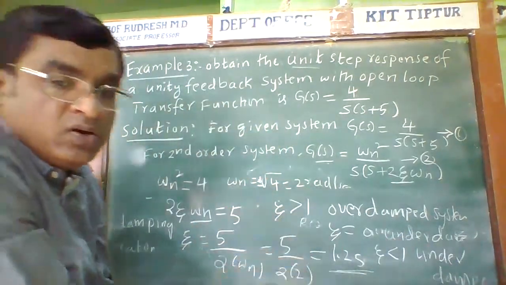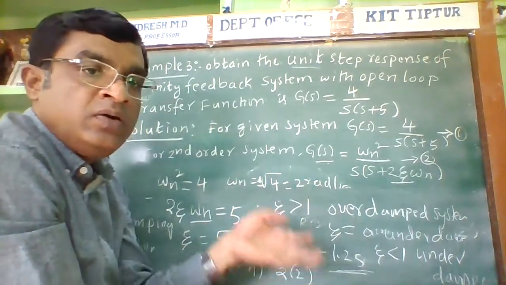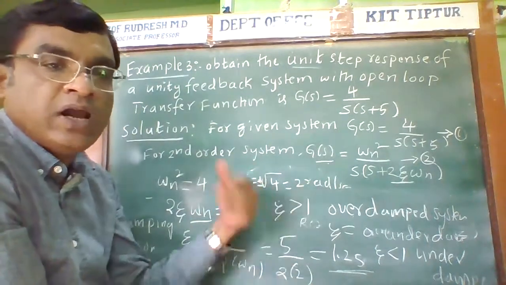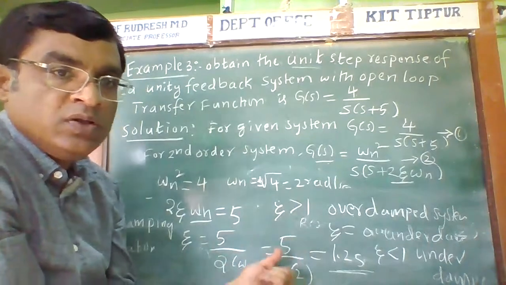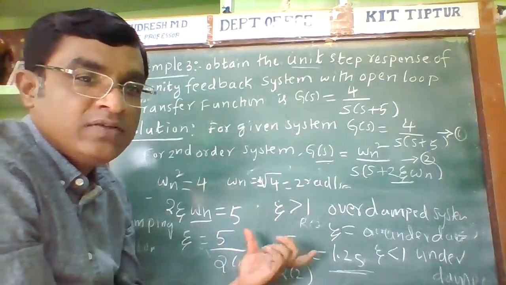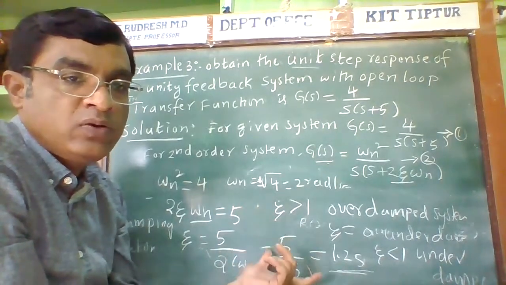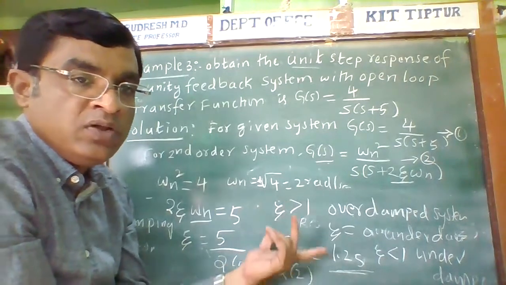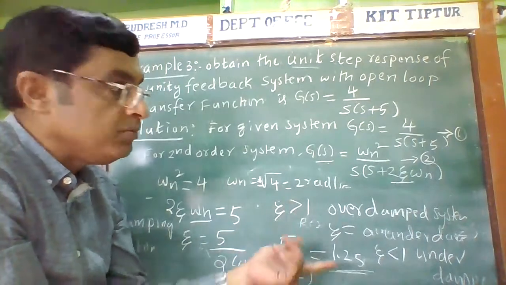If zeta is equal to 1, it is a critically damped system. Based on the damping ratio, the second order system can be classified into 4 types. If the damping ratio is equal to 0, such a system is called an undamped system. If the damping ratio is greater than 1, it is an overdamped system. If it is equal to 1, it is critically damped. If it is less than 1, it is called an underdamped system.